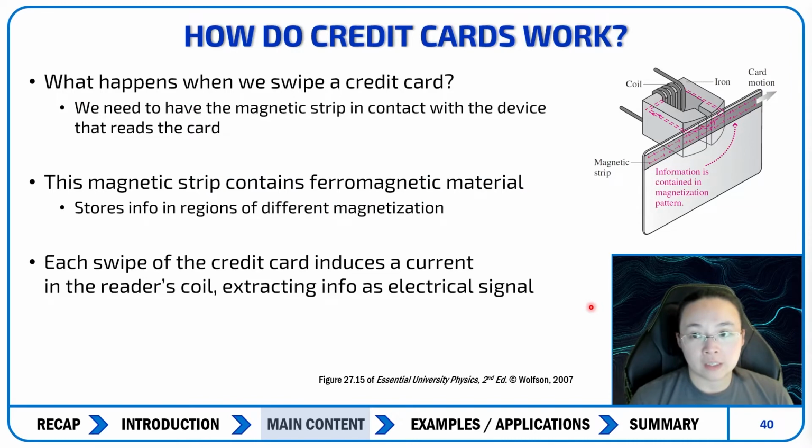So now we want to take a look at some quick applications. First, how do credit cards work? What happens when we swipe a credit card? We need to have the magnetic strip over here come into contact with the device that reads the card. This magnetic strip usually contains ferromagnetic material. It's going to store info in regions of different magnetization. So every time you swipe the credit card, it induces a current in the reader's coil over here, and that is going to extract information as an electrical signal to be processed by a computer or software.